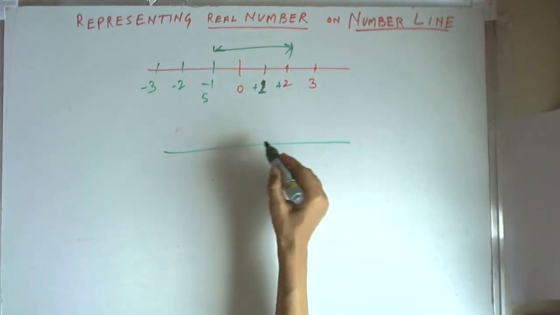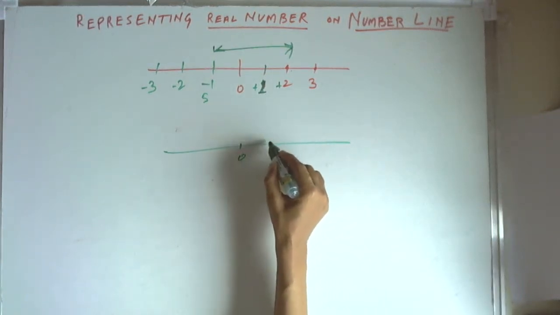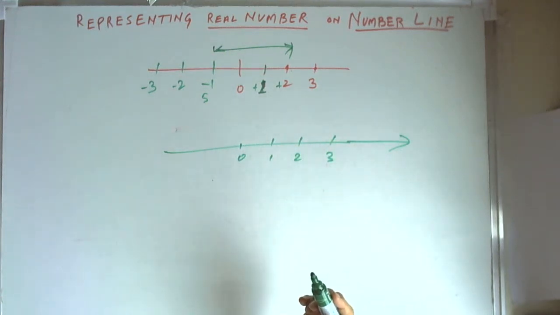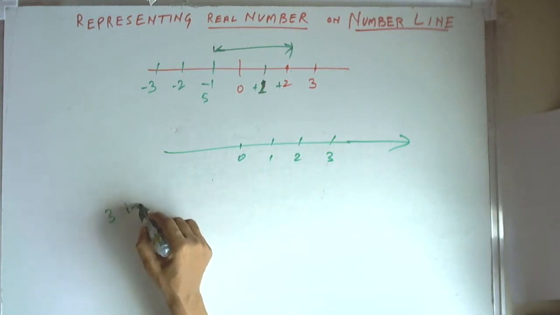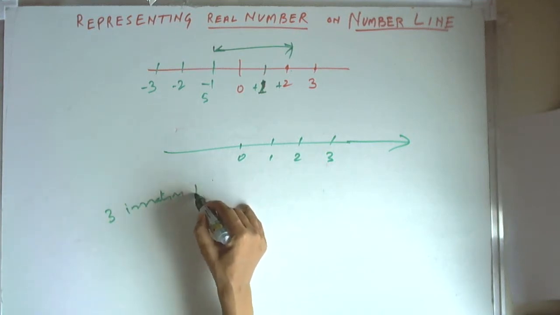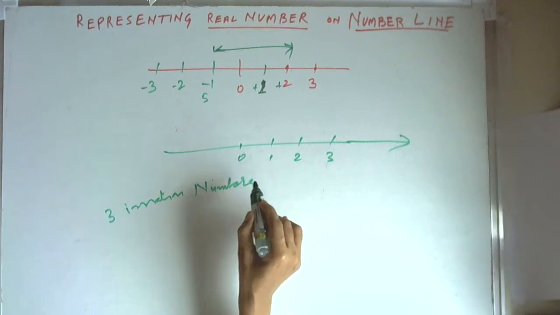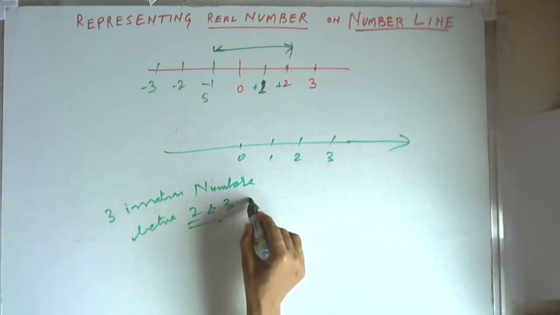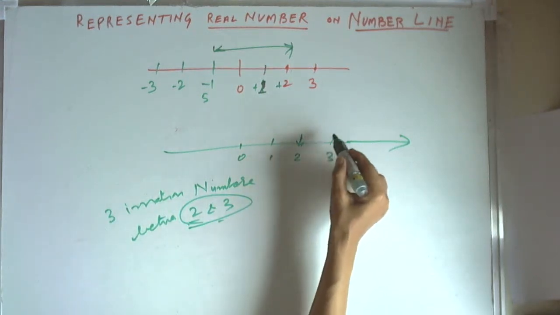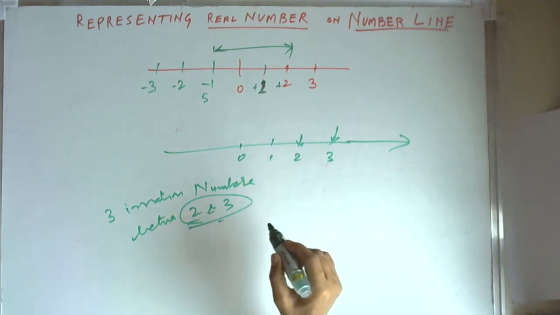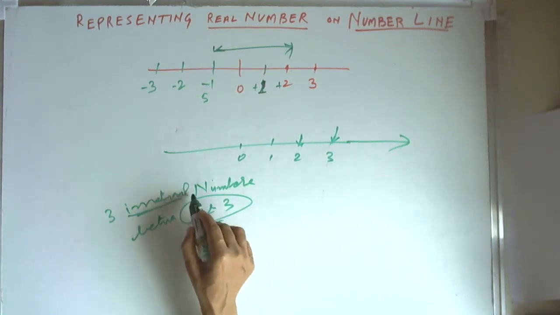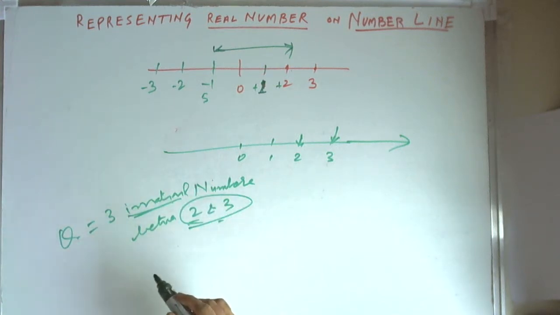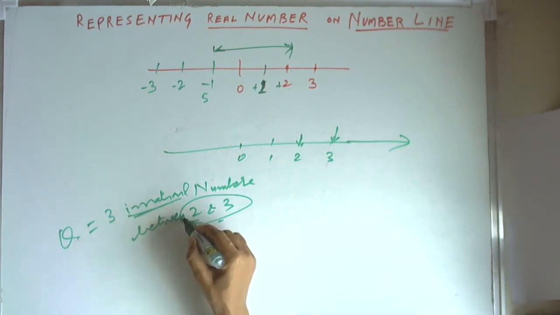So suppose the question is, on the number line 0, 1, 2, I'm just drawing it, find three irrational numbers between 2 and 3. So between 2 and 3, 2 is here, 3 is here. So the irrational numbers will be... this is the question: three irrational numbers between 2 and 3.